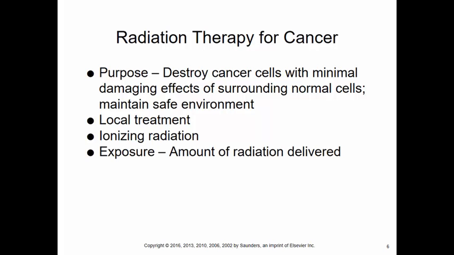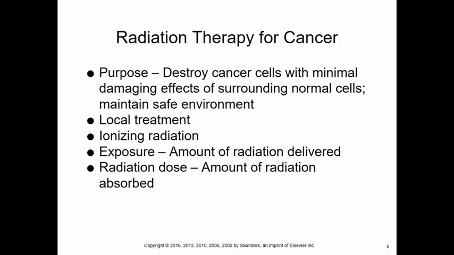When we're discussing radiation therapy, we might talk about exposure and dose. Exposure is the amount of radiation delivered, whereas radiation dose is the amount of radiation absorbed. So the dose is always going to be less than the exposure. Absorbed radiation doses are measured in units called gray, abbreviated Gy.